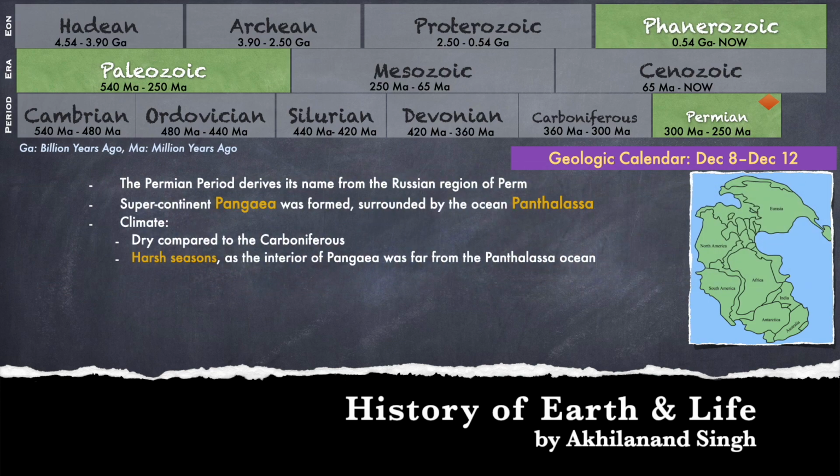The supercontinent of Pangaea, which had started building up in the late Carboniferous period, had taken its shape in the Permian period. Pangaea was huge, and it was surrounded by a vast ocean named Panthalassa. Pangaea is also the most recent supercontinent to have existed. The climate of the Permian period was dry as compared to that of the Carboniferous period. Seasons were harsh because the interior of Pangaea was far away from the Panthalassa ocean.